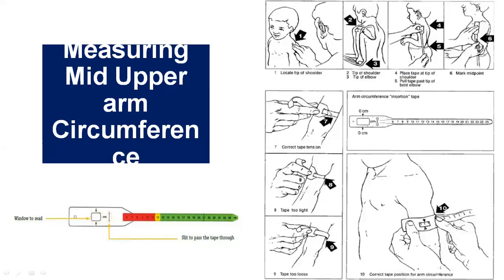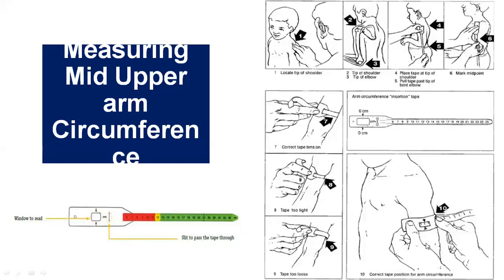Across the midpoint, next we will pass the tape, which has a slit or window through which it could pass. And then we should snugly fit it on the arm. Here, what has to be kept in mind is the tape should not be too tight. That is, the arm here, as is seen in picture number 8, is compressed. This should not happen, nor should it be too loose, like in picture number 9, where we can see there is some space between the arm and the tape.